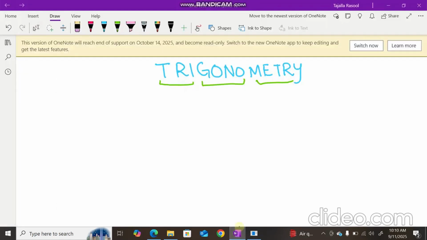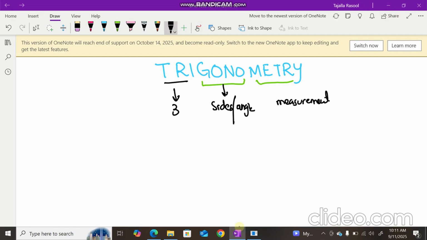So today we will talk about trigonometry and some important concepts of trigonometry. From the name, it is the combination of three words, trigono and metry, where tri means three, gono means sides or angles, and metry means measurement. So we will work on triangles, whether they are right angle or not. We will measure the sides and angles of the triangles.